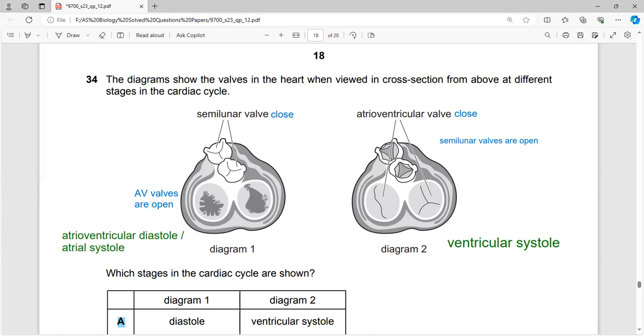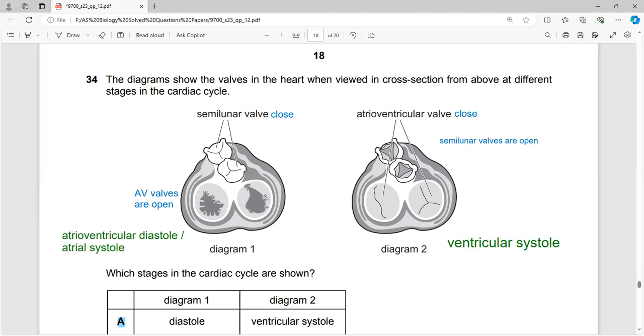So the second possibility is that there is atrial systole. Atrial systole means there is a high atrial pressure and the blood is moving from the atria to the ventricle. So that's why the atrioventricular valve is open. So there are two possibilities.